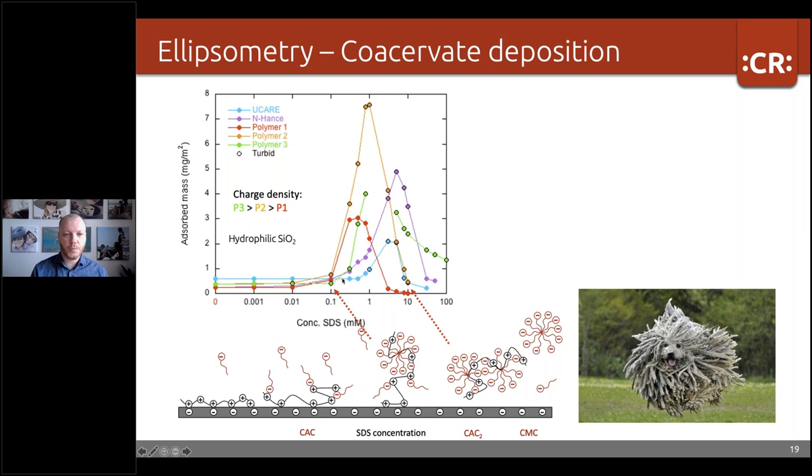And then you can see that at a specific concentration or ratio between surfactant and polymer, you start to get deposition. So this is when you have a balance where you form these coacervates that are less soluble and they actually start to deposit and go to your surface. And then you have this concentration area here where you can see that you get deposition on the surface. And that, of course, is different for the different polymers and the nature of the polymers.